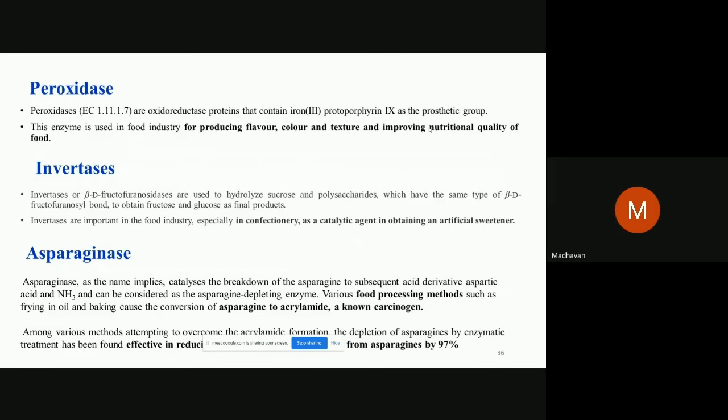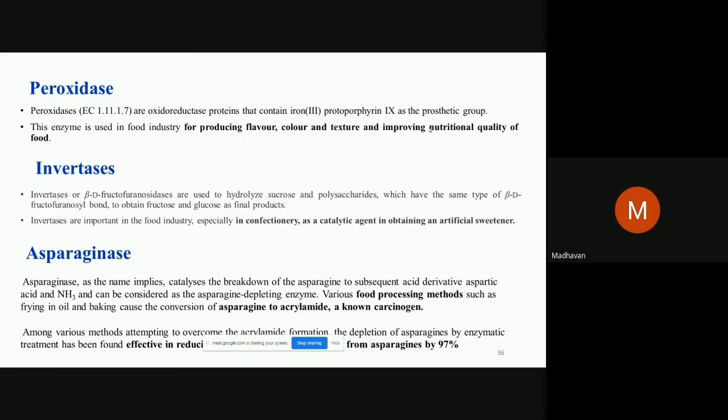And I will quickly go through 2 or 3 other enzymes also: peroxidases for producing flavors, color, texture, and improving nutritional quality. And invertases, used in confectionery, are a catalytic agent in obtaining artificial sweetener, along with inulinase, and you can make artificial sweetness. It has a huge market now because so many people are diabetic. We need artificial sweeteners every day. Everybody needs them. So this has been very much required for making the artificial sweetener.